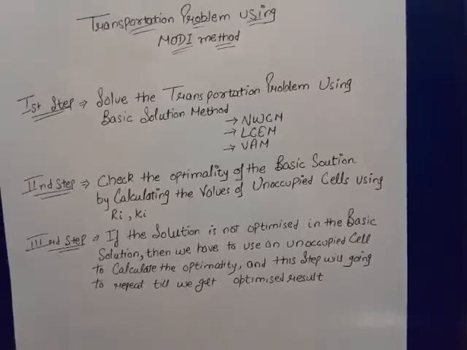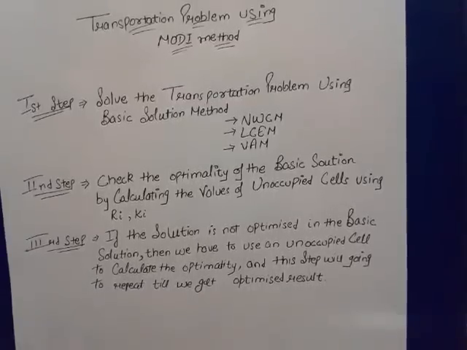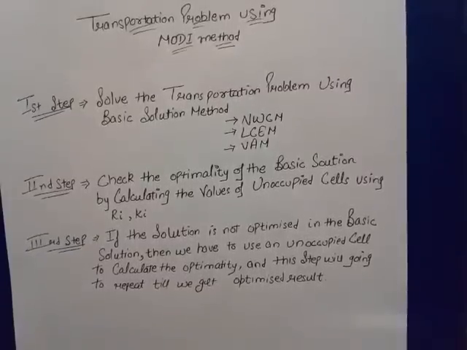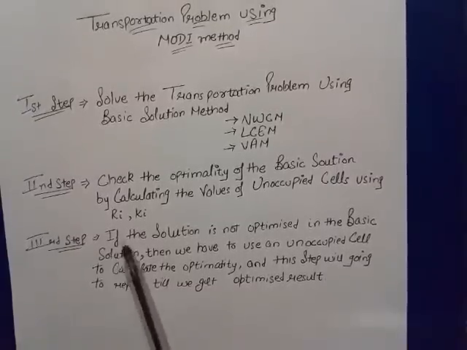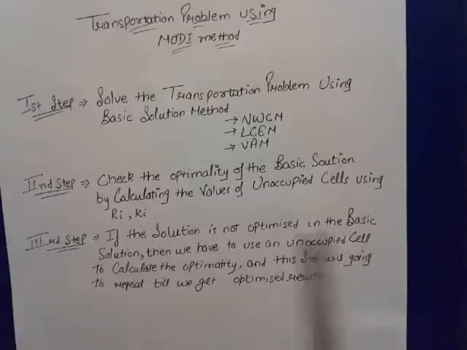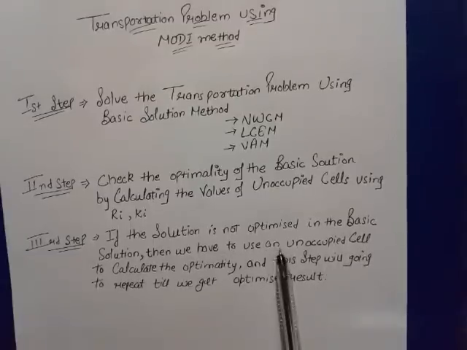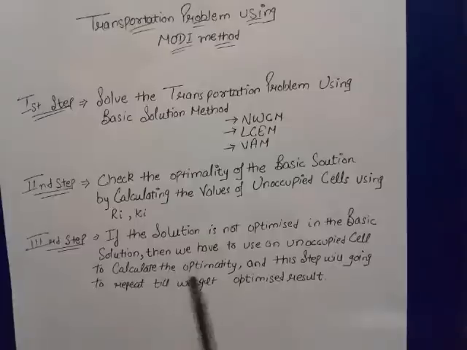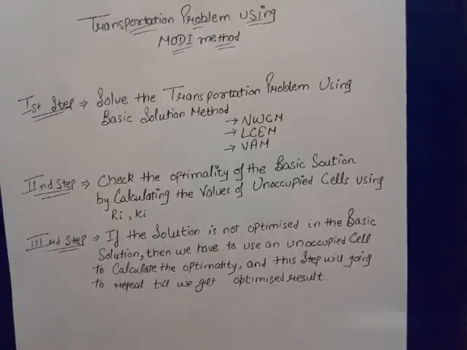The third step is, after checking the optimality, if the solution is not optimized, that is, the answer which we have got from the basic solution is not optimal, does not decrease our cost, or our cost is still maximum as compared to the others of our transportation, then we have to use an unoccupied cell to calculate the optimality, and this step is going to repeat till we get an optimized result.